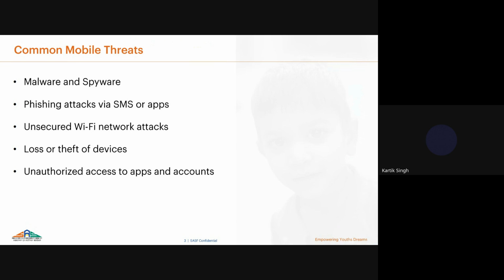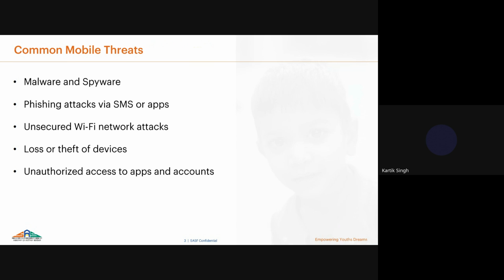Unsecured Wi-Fi network. Most of the people don't turn off their Wi-Fi when they leave the connection area. So the unsecured Wi-Fi networks, like open Wi-Fi networks, which do not have any encryption or any password, mobile devices tend to connect to them and they get compromised so easily. So this is also a threat that mobile devices can be vulnerable to.